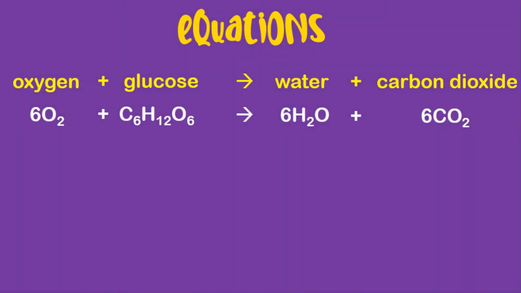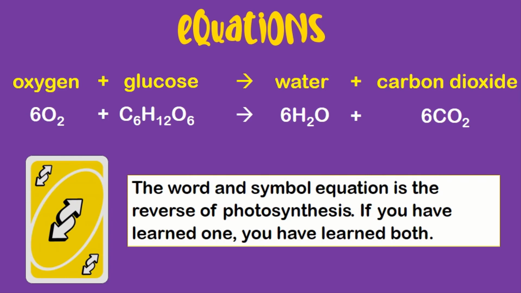Now to the equations. The word equation is in yellow, the symbol one is in white, and if you're looking at that thinking it looks familiar, well that's because it's the exact same as photosynthesis, but just in reverse. So if you just learn one, it's like a buy one get one free offer. It's a good bargain. You've learnt both. So oxygen and glucose is converted into water and carbon dioxide.